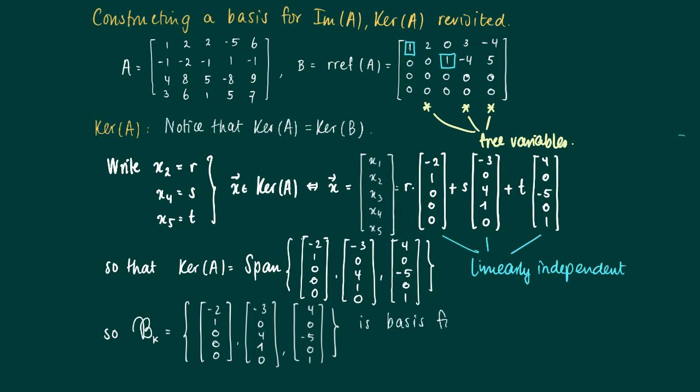Since each basis consists of the same number of elements, the dimension of the kernel in this way equals the number of free variables, which is 3. For each free variable we get a vector. So the dimension of the kernel is always equal to the number of free variables in the reduced row echelon form.